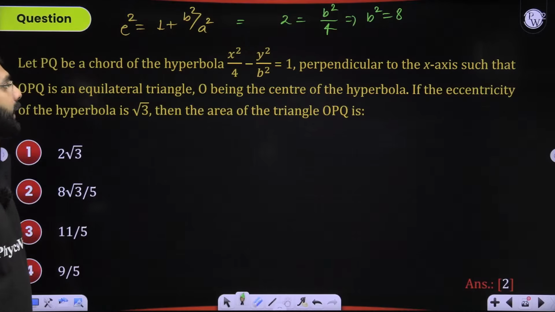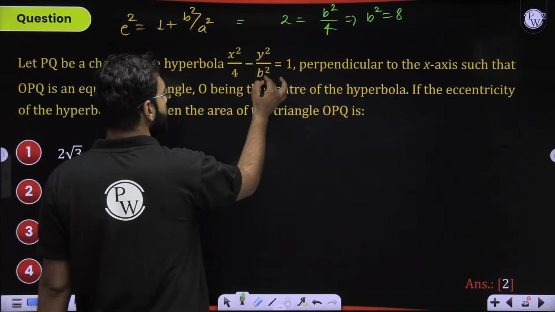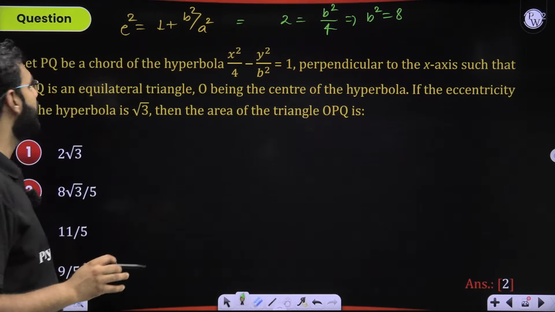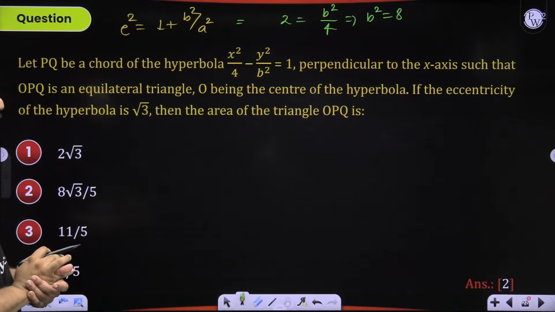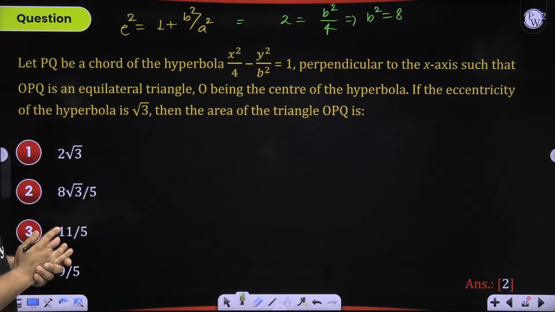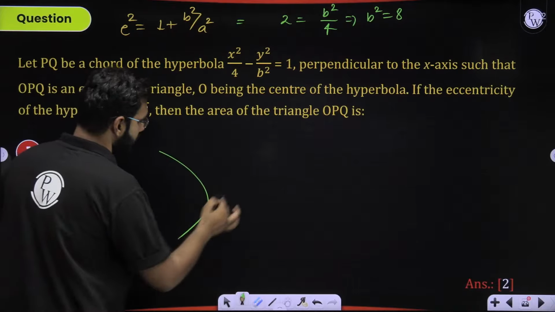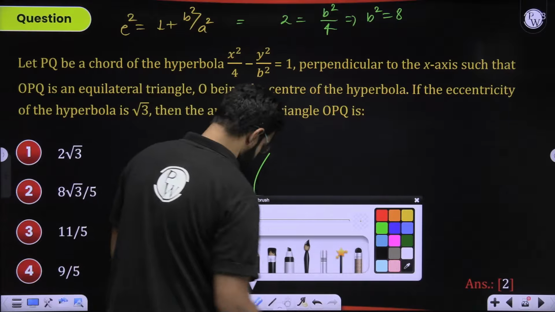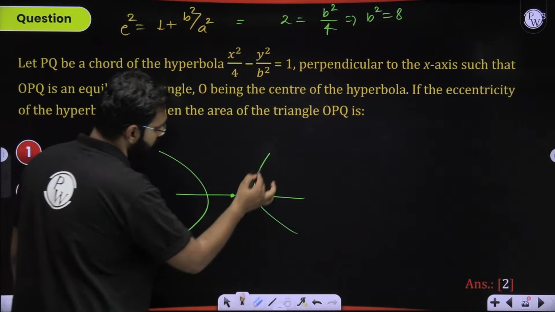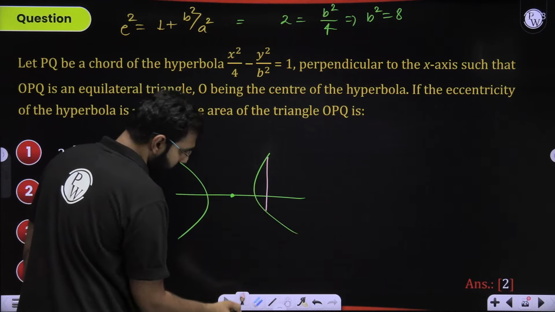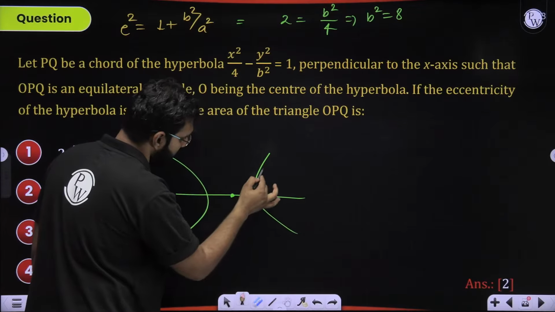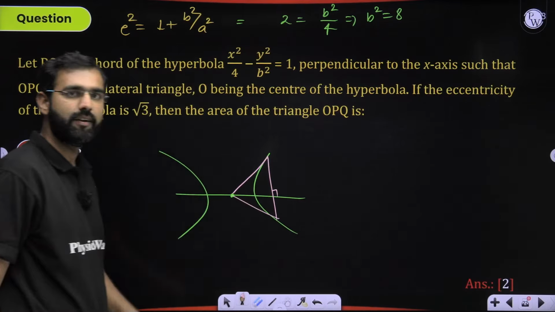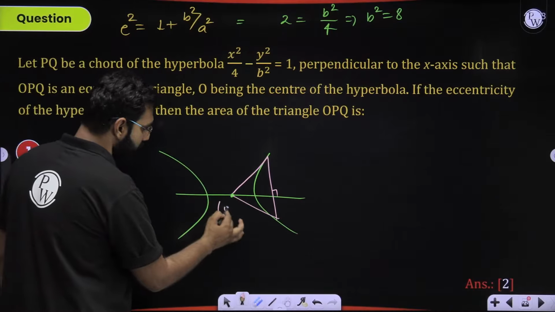Right, now let's talk about this hyperbola. This b square is going to be 8. Pay attention to this part. In this hyperbola, PQ is a chord perpendicular to the x-axis, such that OPQ is an equilateral triangle. Let's say this is the hyperbola, where O is the center, and PQ is perpendicular to the x-axis. This is your PQ, and that is perpendicular to the x-axis, which means this is a 90-degree angle. Of course, it is not drawn very properly, but I hope you're comfortable with that. Everybody getting that? This is your 0, 0.